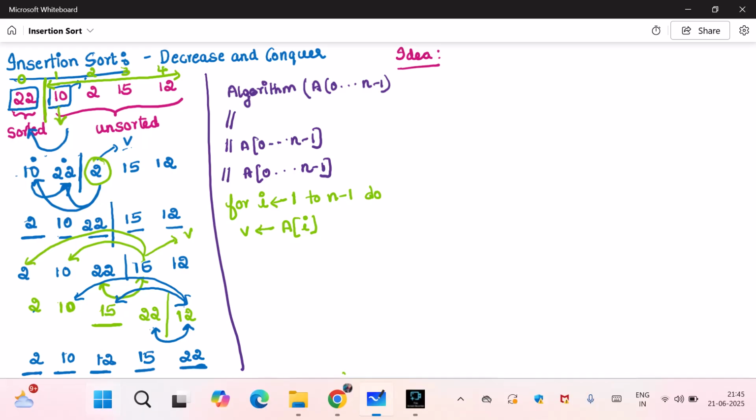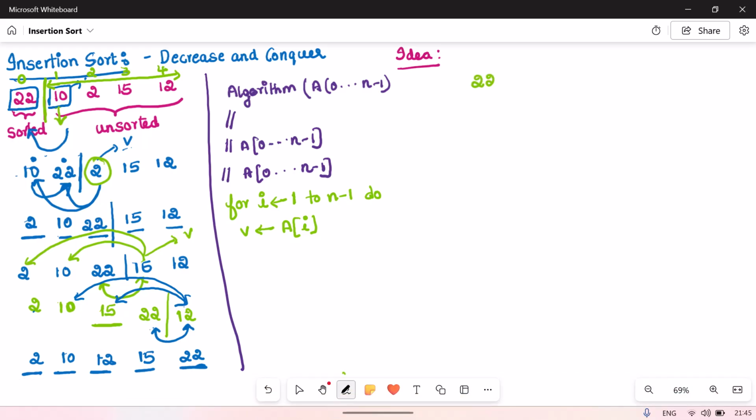I'll write it here again: 22, 10, 2, 15 and 12. Initially, this is 1, 2, 3, 4, and this is 0. The loop will start from here, from 1. So A of I, where I is at 1, is placed in the temporary variable.